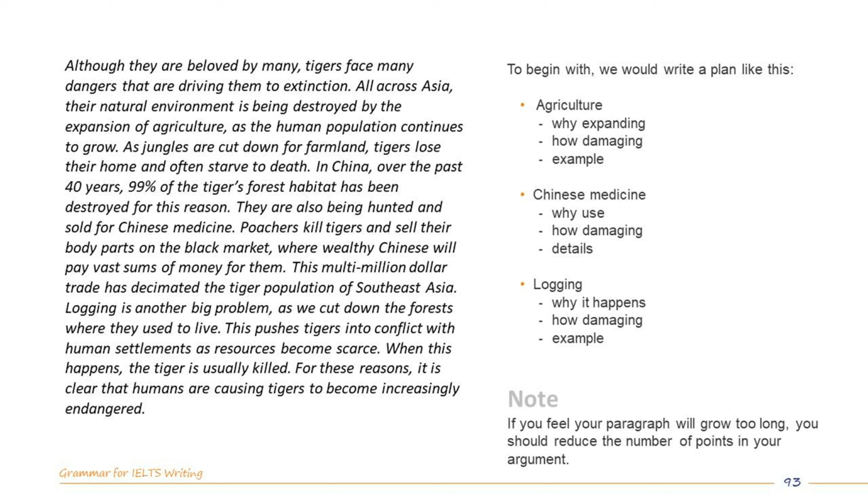In China, over the past 40 years, 99% of the tiger's forest habitat has been destroyed for this reason. They are also being hunted and sold for Chinese medicine. Poachers kill tigers and sell their body parts on the black market, where wealthy Chinese will pay vast sums of money for them. This multi-million-dollar trade has decimated the tiger population of Southeast Asia.